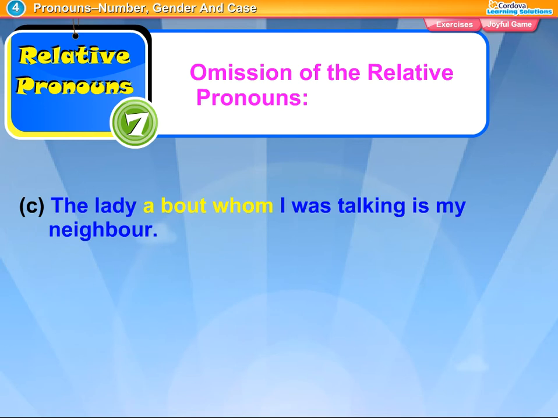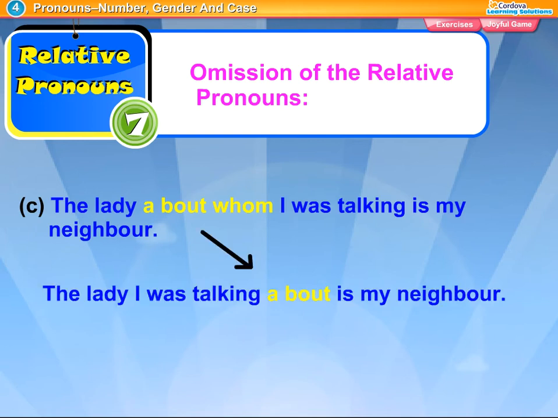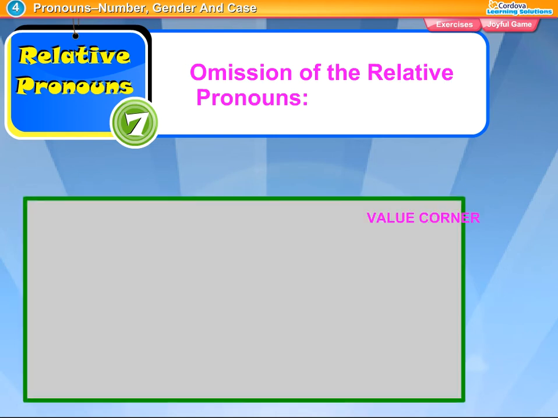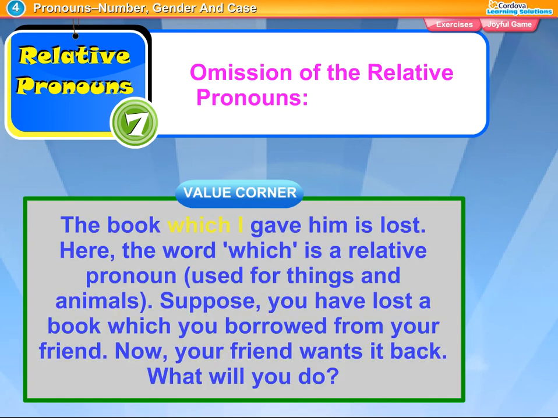The lady about whom I was talking is my neighbor. The lady I was talking about is my neighbor. Whom is omitted and the position of the preposition about is changed. Value corner. The book which I gave him is lost. Here, the word which is a relative pronoun used for things and animals.